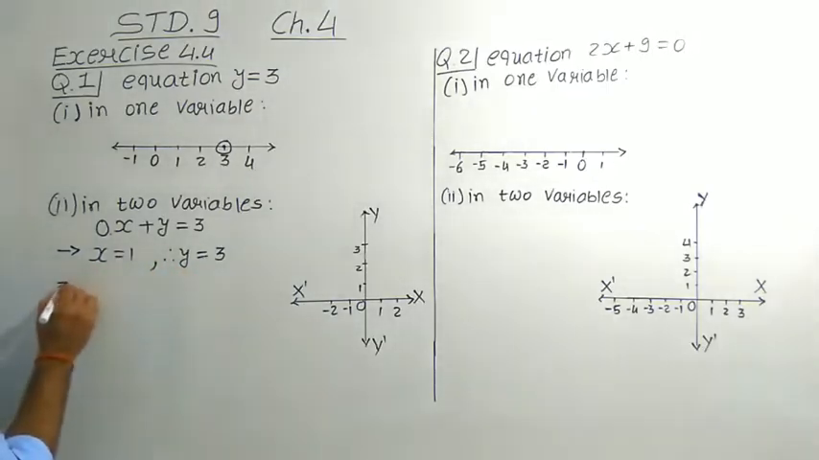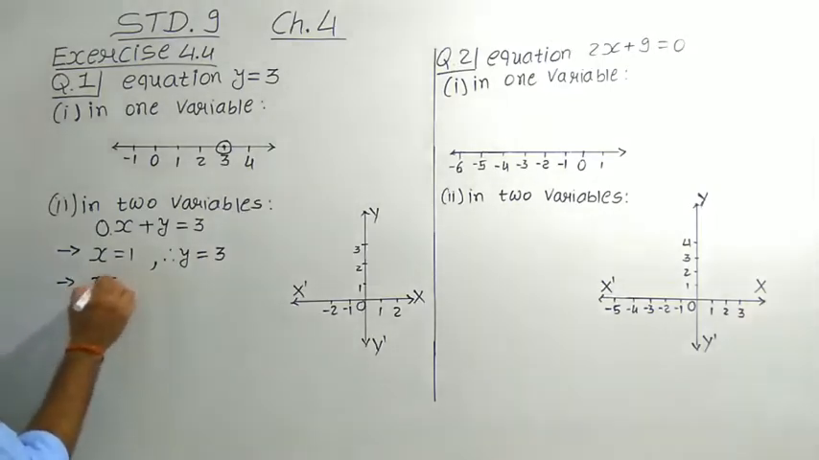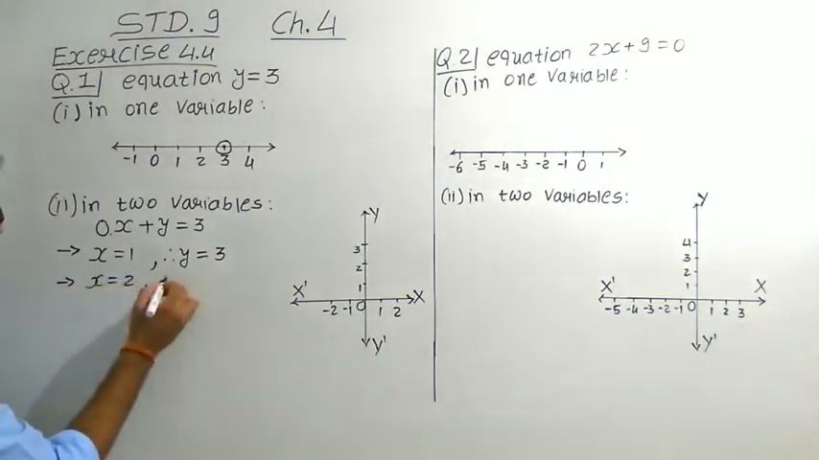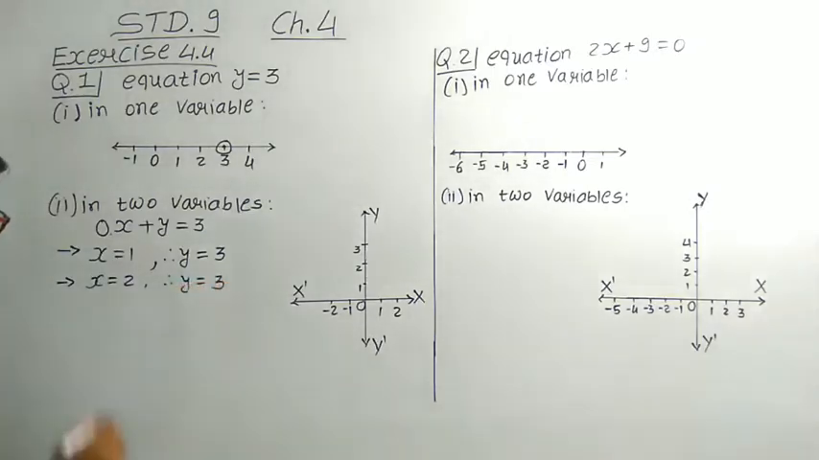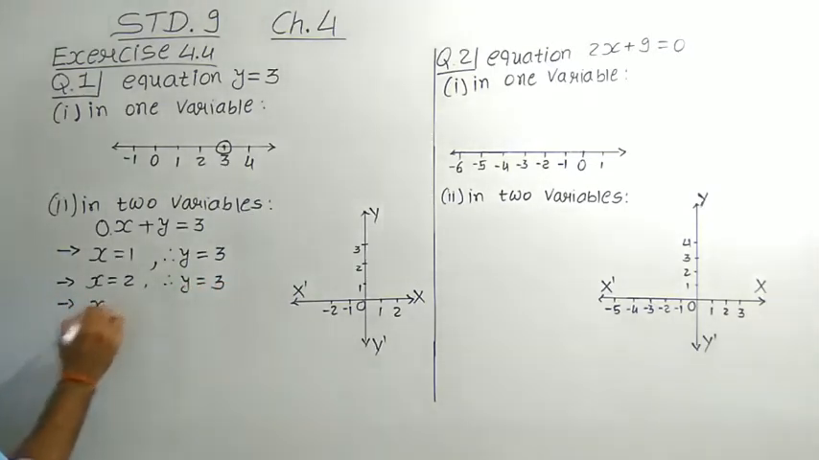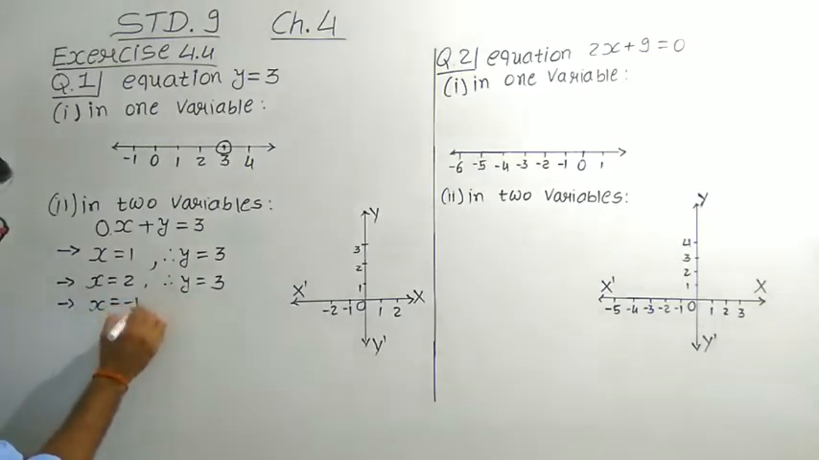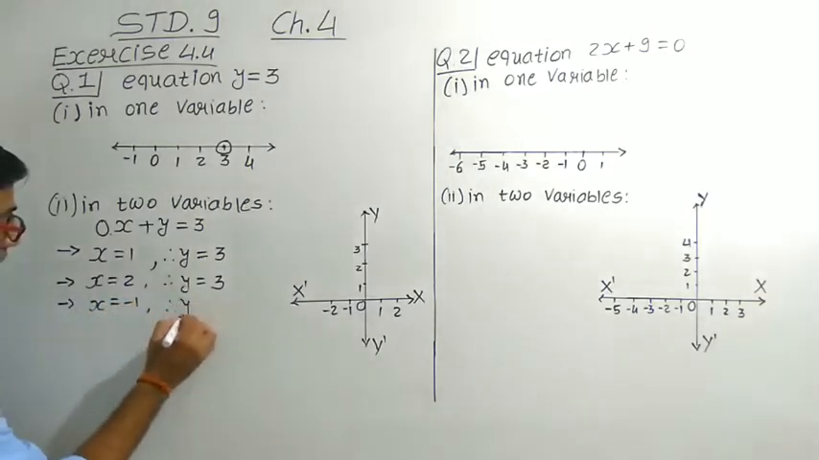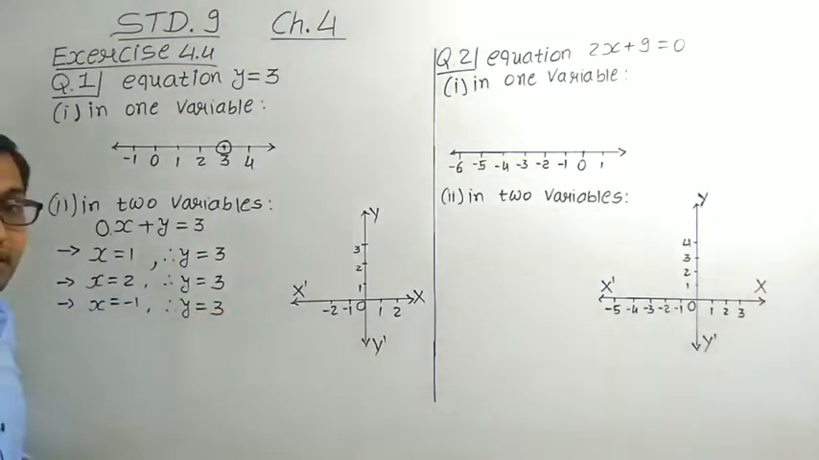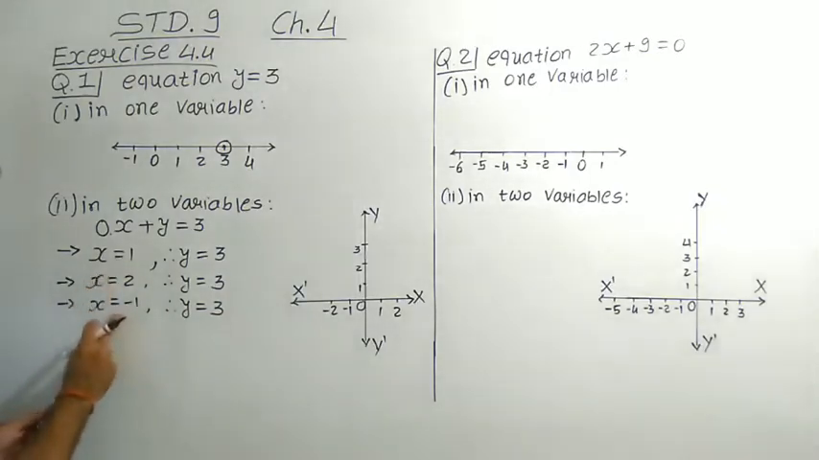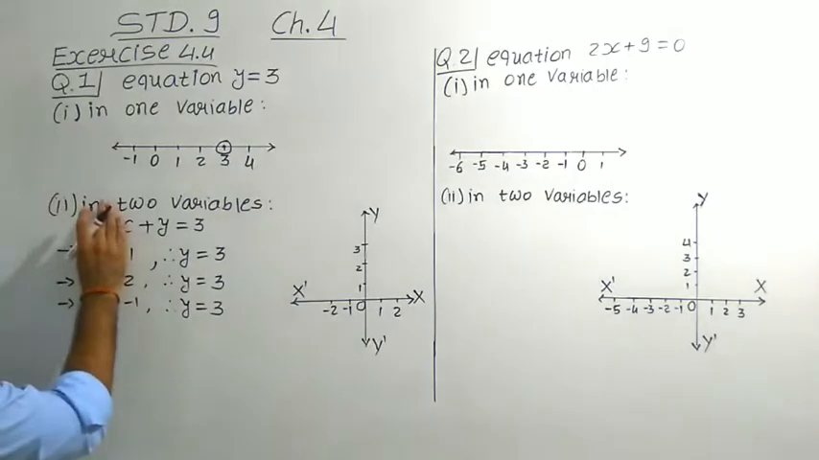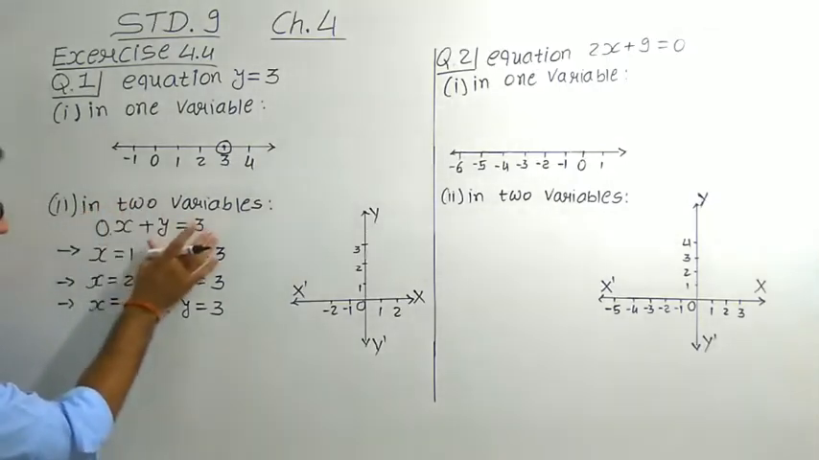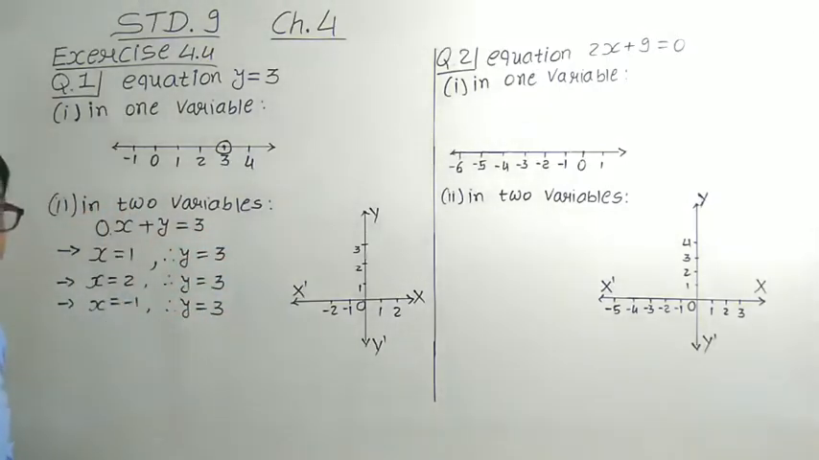In the same way, if we take x equals 2, again we get y equals 3. When we take x equals minus 1, then also we get y equals 3. See, every time we put a value of x here, it will be multiplied by 0 and the total will become 0. Only y equals 3 we will get.